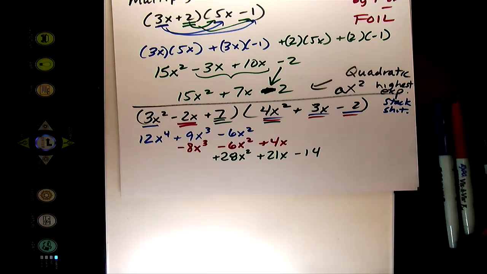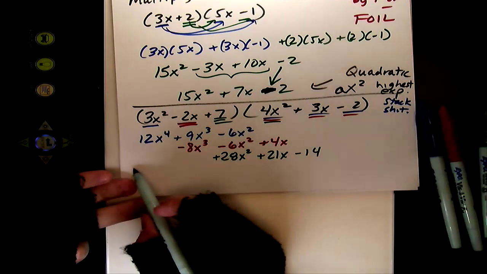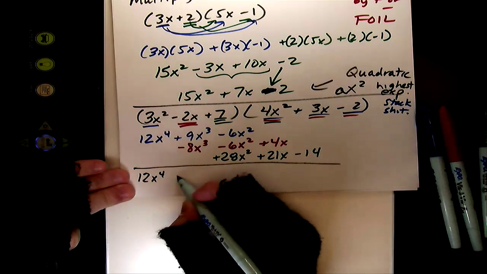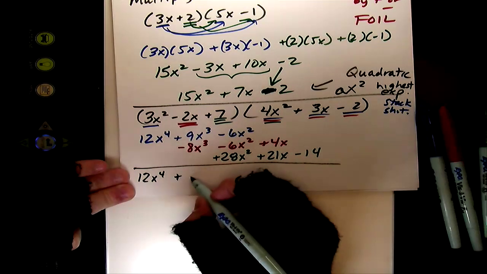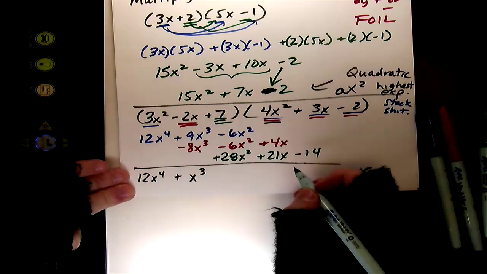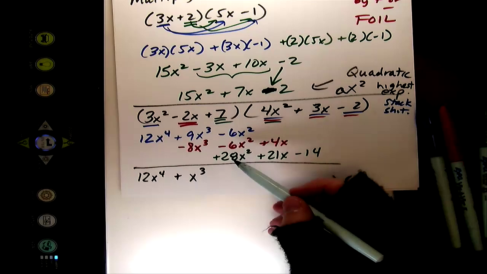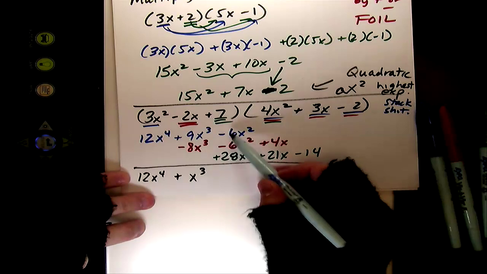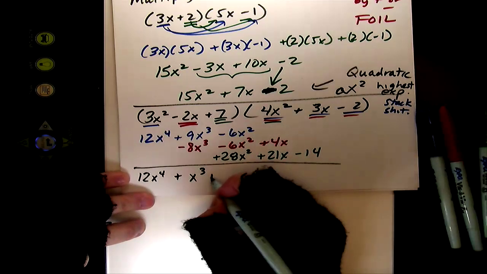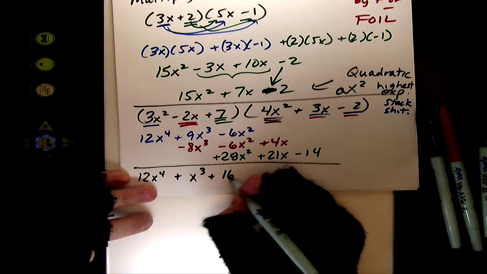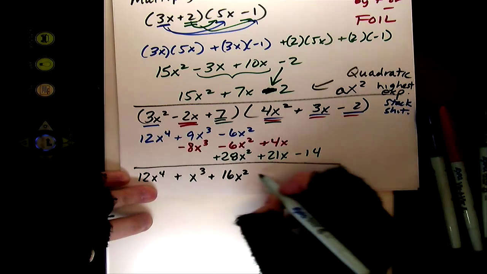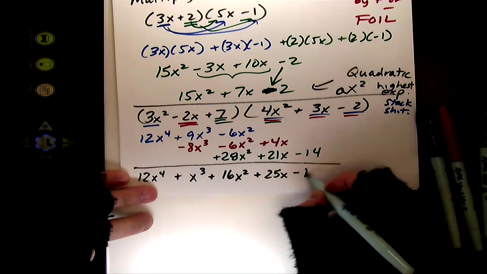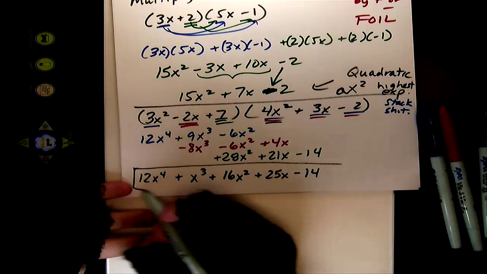Finally, add it vertically. 9 minus 8 is 1, so 12x to the 4th plus x cubed. 28 minus 6 is 22, 22 minus another 6 is 16, so 16x squared. 21 plus 4 is 25. Right.